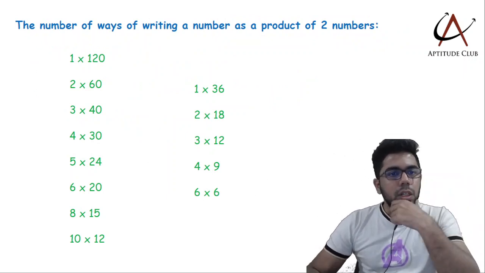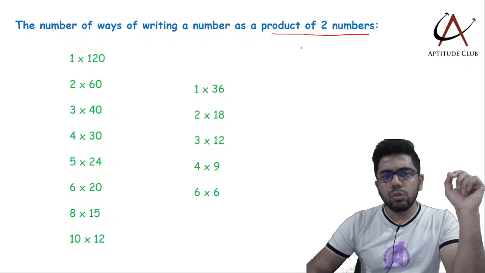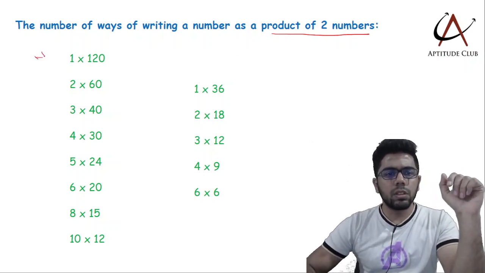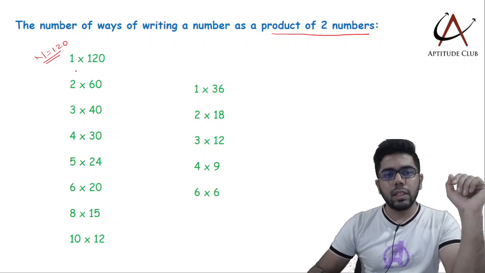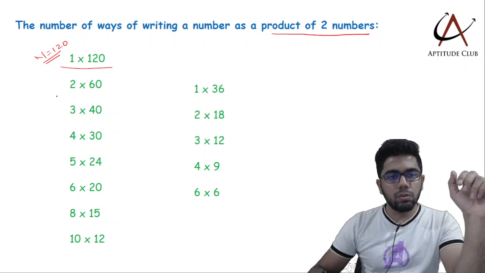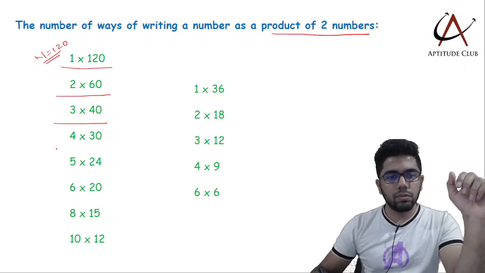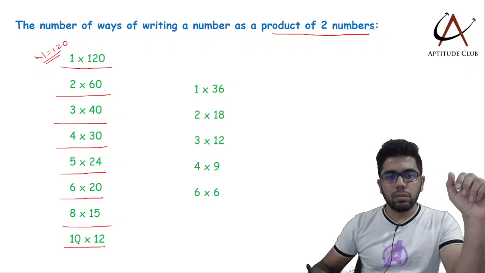Let's look at the next part. In how many ways can I write a number as a product of two factors? So for example, I have taken two numbers. The first number is n equal to 120. In how many ways can you write 120 as a product of two factors? 1 into 120, 2 into 60, 3 into 40, 4 into 30, 5 into 24, 6 into 20, 8 into 15 and 10 into 12.